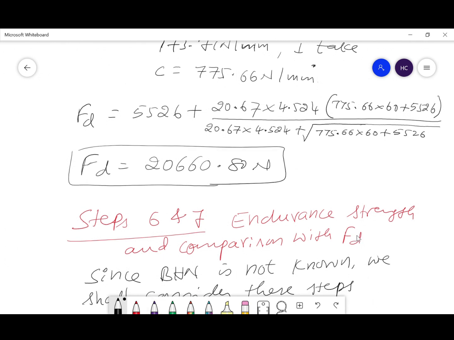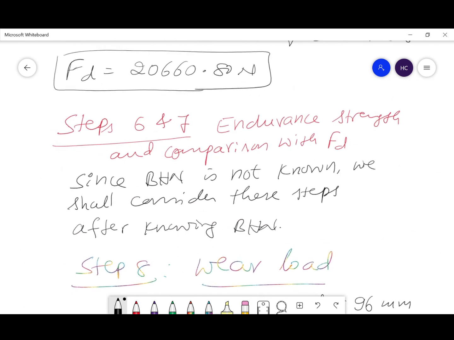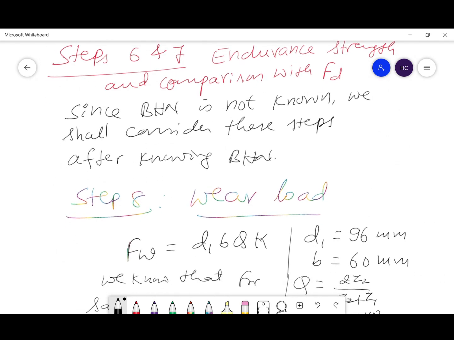So after substituting those values, we get a dynamic load FD is equal to 20,660.80 Newton. In the comprehensive procedure, steps 6 and 7 are calculation of endurance strength and comparison of endurance strength with the dynamic load. Since BHN is not known, we shall consider these steps after knowing BHN. So BHN can be obtained by comparing wear load and dynamic load.